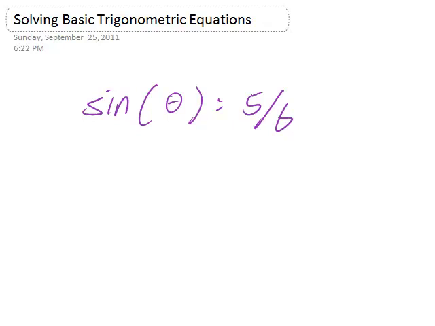Alright, so I have an equation here. Sine of theta equals 5 over 6. The question is, what is theta? It's an equation. You can solve it.